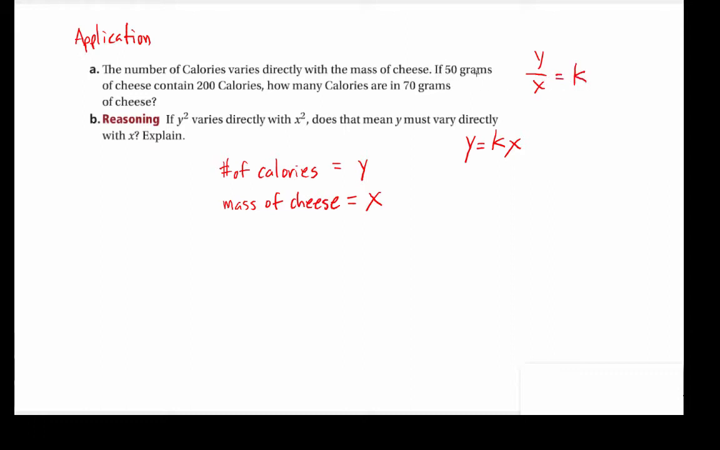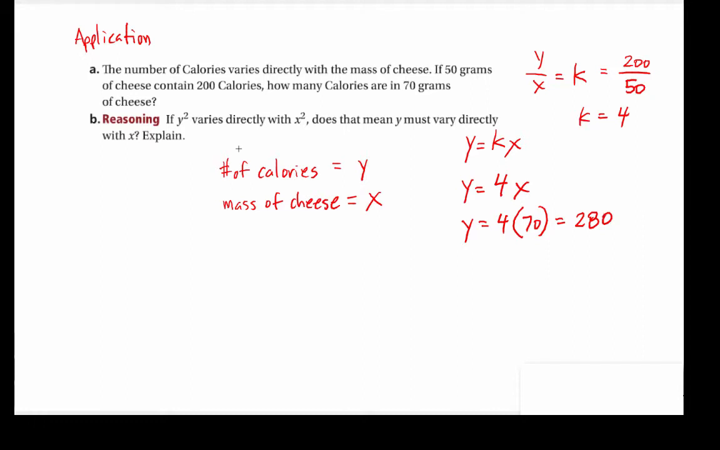And in our middle sentence here, if 50 grams of cheese contains 200 calories, we know that k is going to equal 200 over 50. So k in this problem is 4. So our equation for this direct variation is y equals 4x. Now it's fairly simple to find out y, the number of calories, when x is 70. That's 280.